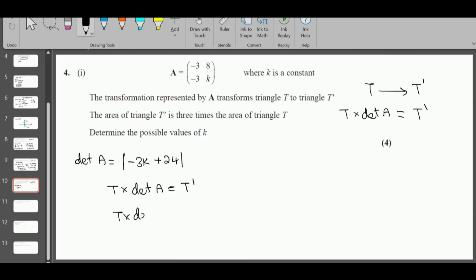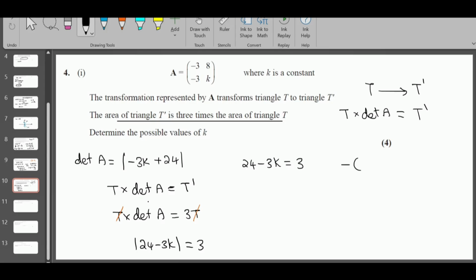But the question clearly says the area of triangle T dash is 3 times the area of the triangle T. So you can write it as 3T. T is the area of the triangle T. So when you cancel it, you will get modulus 24 minus 3k is equal to 3. So take the modulus, split the modulus into positive argument and negative argument. What does that mean? Remove the modulus and take it as positive: 24 minus 3k is equal to 3. Negative: 24 minus 3k is equal to minus 3.